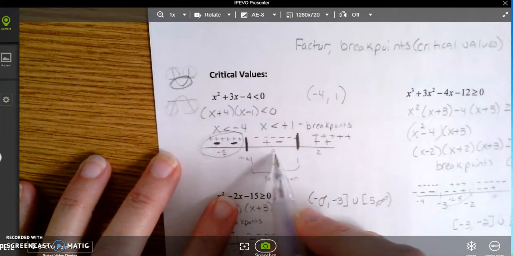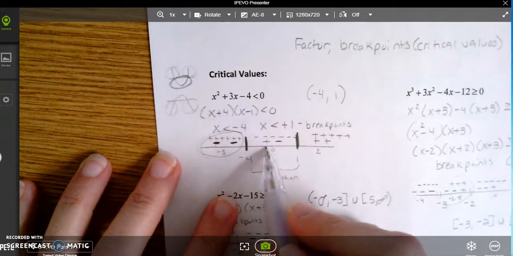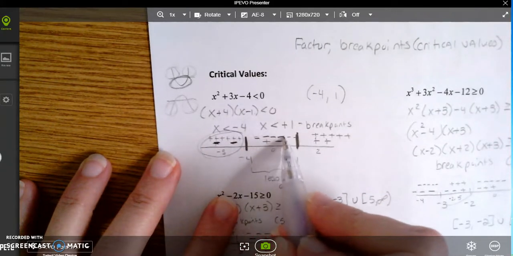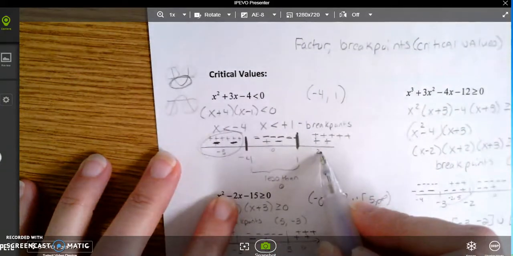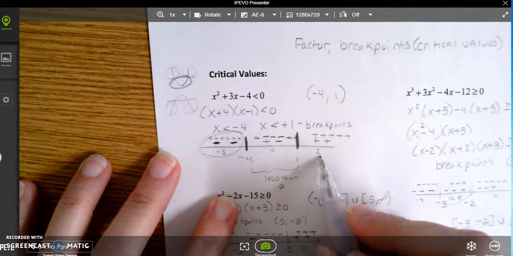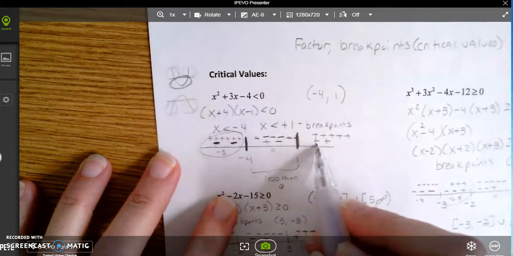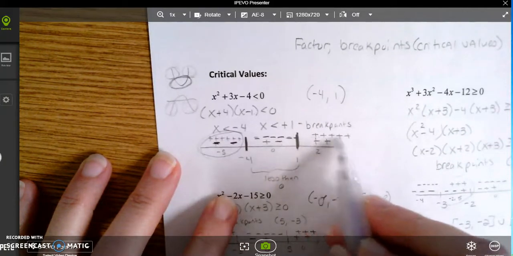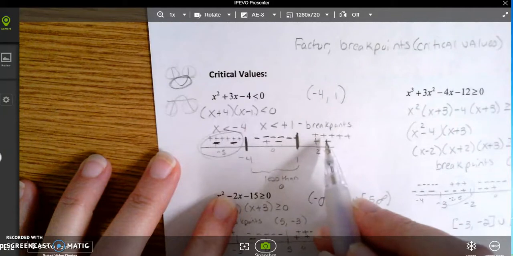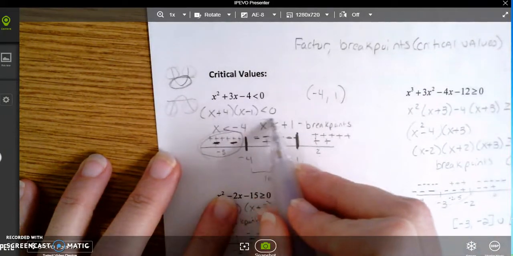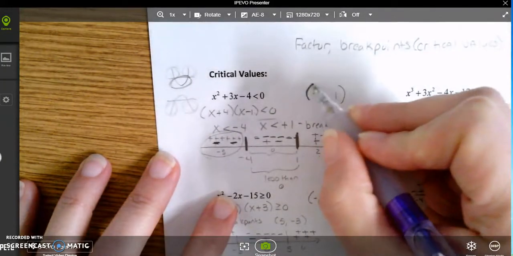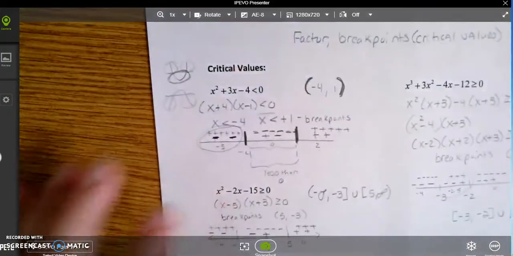Then I'm going to test a number in here. So I'm picking 0, like we did with the other breakpoints. So 0 plus 4 is positive. 0 minus 1 is negative. Positive times negative is negative. So all of this area is negative. And then in this region, if I'm going to test 2, so 2 plus 4 is positive, and 2 minus 1 is positive. Positive times positive is positive, so all the area in this region is positive. I want to know where is it less than 0. Less than 0 is the area between -4 and +1. So that's the answer for my problem.